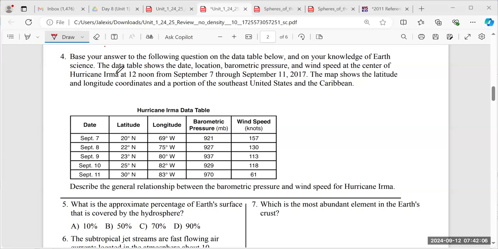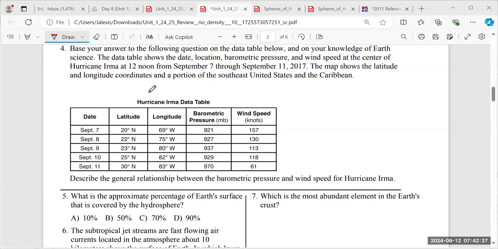All right, number 4. It says, base your answers to the following question on the data table below and on your knowledge of earth science. The data table shows the date, location, barometric pressure, and wind speed at the center of Hurricane Irma at 12 noon from September 7th through September 11th, 2017. The map shows the latitude and longitude coordinates in a portion of the Southeast United States and the Caribbean. And so the data table is given here.